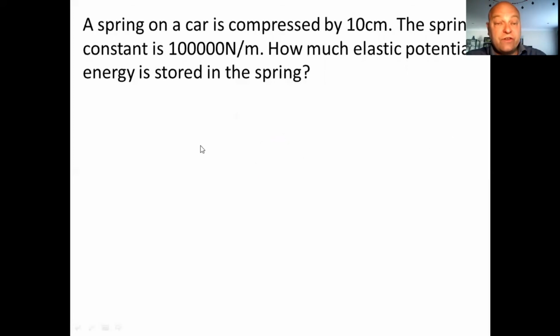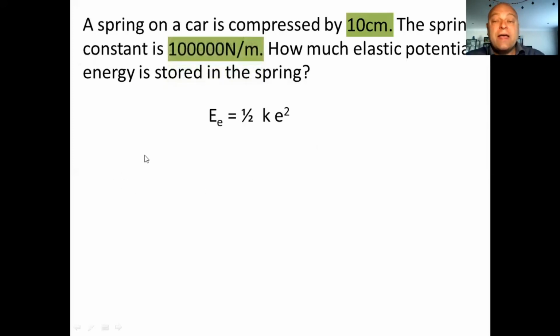Let's see what you should have done. Well, start off with the equation and then go through and highlight the things you know. A spring on a car is compressed by 10 centimeters. Compressed is basically the same as extending it, except obviously it gets shorter rather than longer. So for our extension, we're going to use 10 centimeters. The spring constant is 100,000, so we're going to include that.